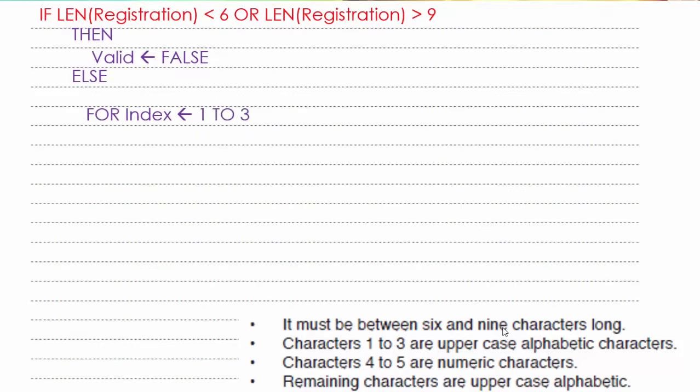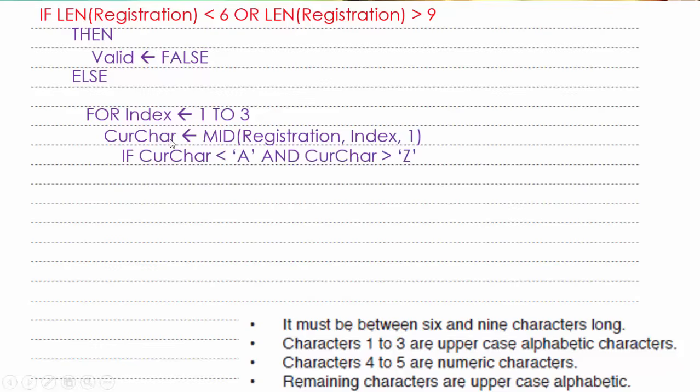And I'm using 1 to 3 because characters 1 to 3 are uppercase alphabetic characters. Well, for the current character, I'm going to use string manipulation. I'm using mid. I'm working with the registration string. Where am I starting? I'm starting at index. How many characters do I want from there? I want 1. I'm going to put that into current character. Now, once I have something stored in current character, I need to make sure that those are alphabetic characters. So if it's less than A and greater than Z, it must not be an uppercase character. So valid becomes false, and then next index. That right there checks the first 3 characters.